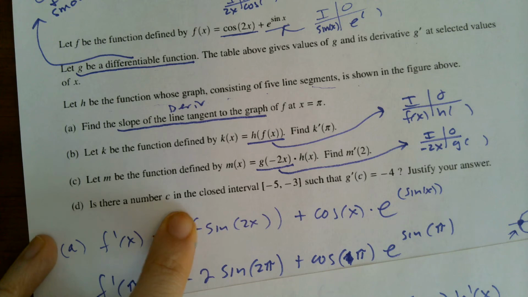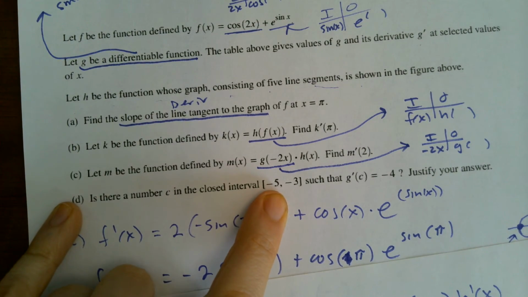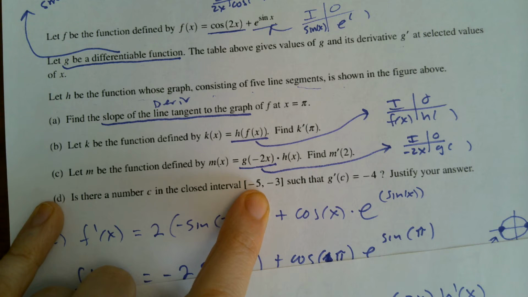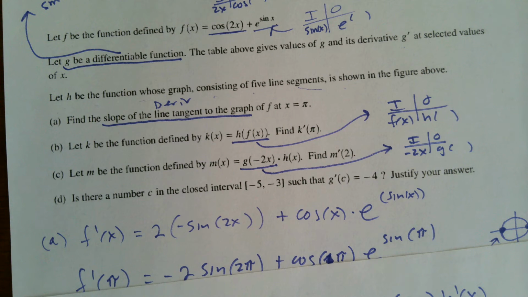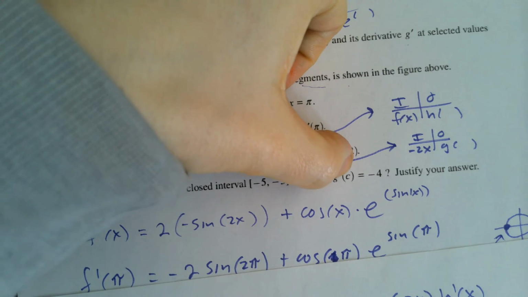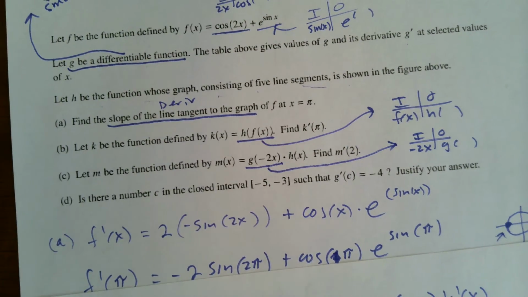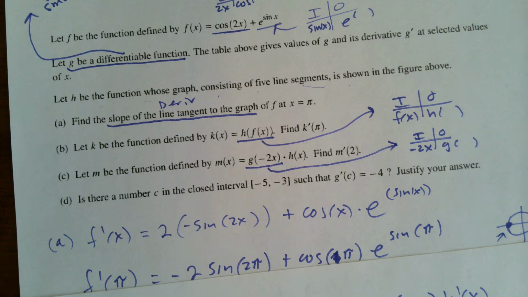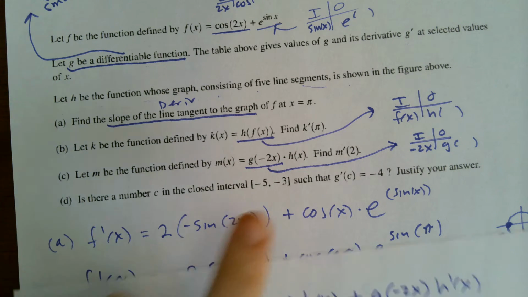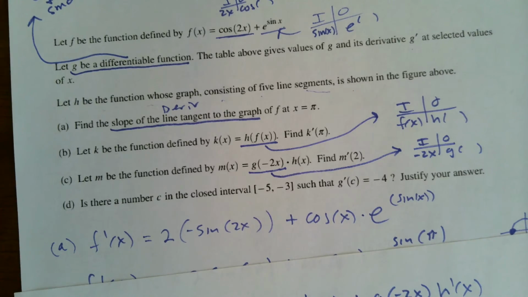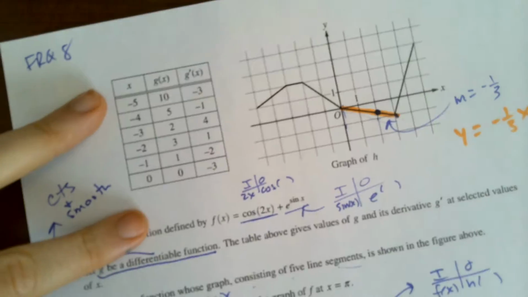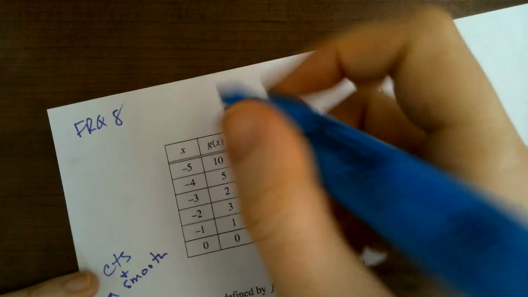For part D, is there a number c in the closed interval -5 to -3 such that g prime of c equals -4? Guys, this is a case for the mean value theorem. If it was g of c equals -4, that would be the intermediate value theorem. But when they're asking you to show that the derivative takes on a certain value on a certain interval, that's the mean value theorem. So from -5 to -3, we want to look at this.